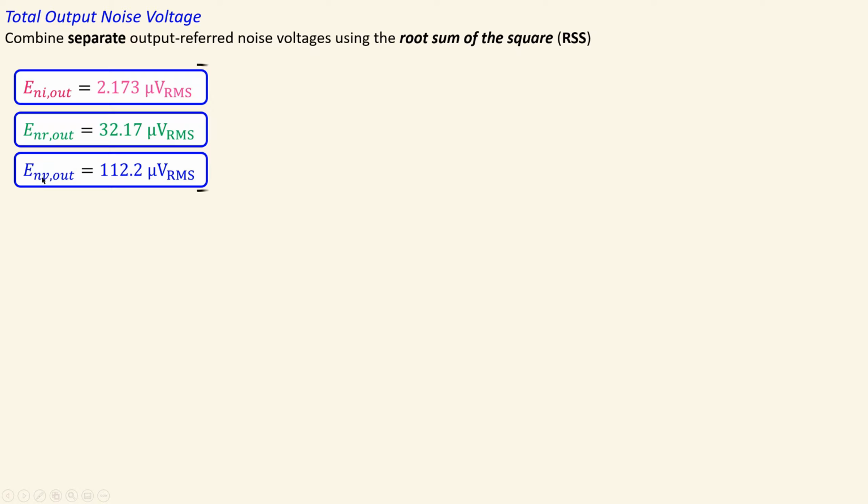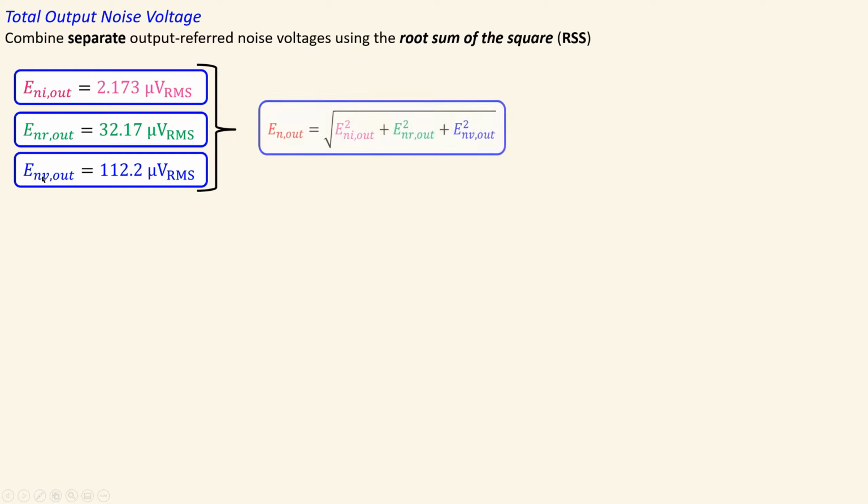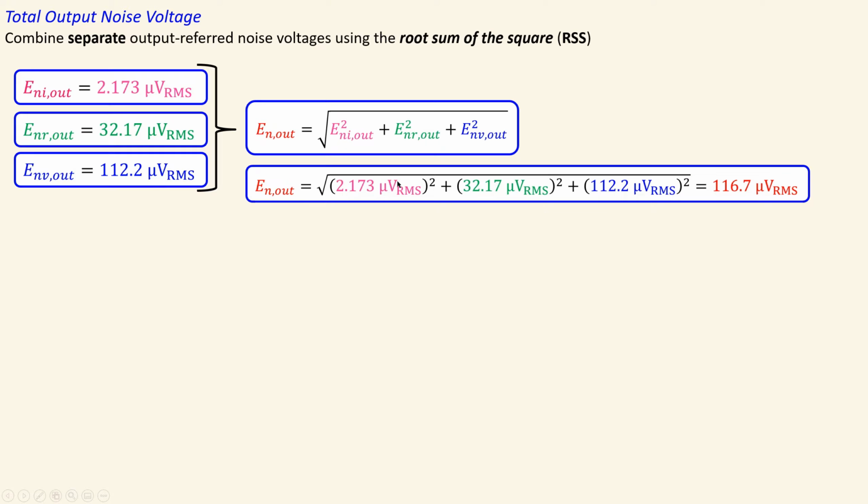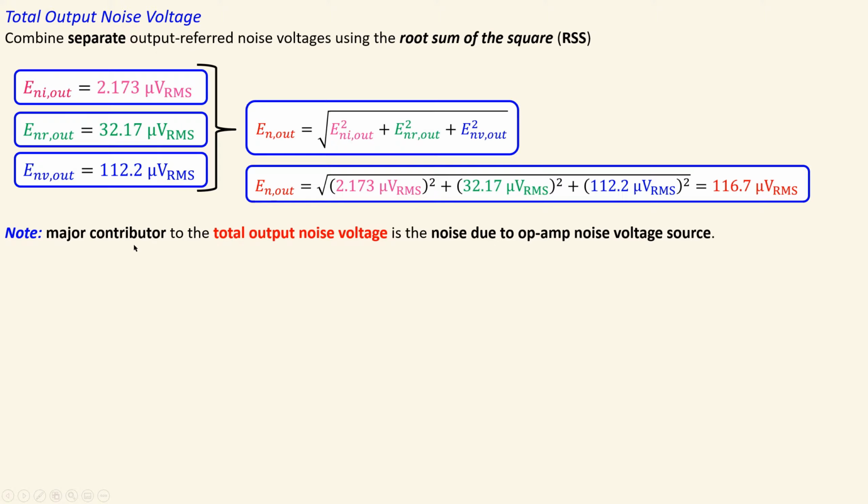Now if you combine them together, you will have, using root sum of squares, this expression. If I substitute these 3 values, I will have 116.7 microvolts RMS. Again, you can see this is the dominant part in this circuit. So the major contributor for the total output noise voltage is the op-amp noise voltage source.